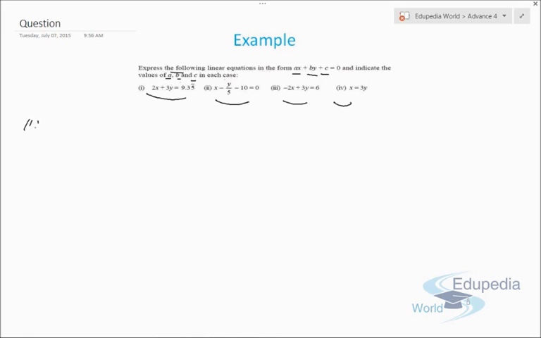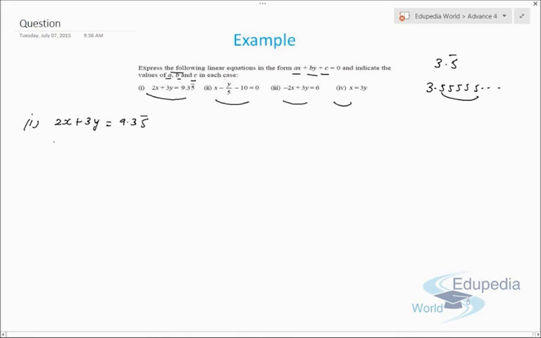The first equation is 2x + 3y = 9.35 bar. Now first let me explain what is the meaning of bar. Suppose we have a number like this, 3.5 bar. This means that 3.5555 and it will continue. To represent this continuation part of a number, we put a bar over that number. So that's actually the meaning of a bar.